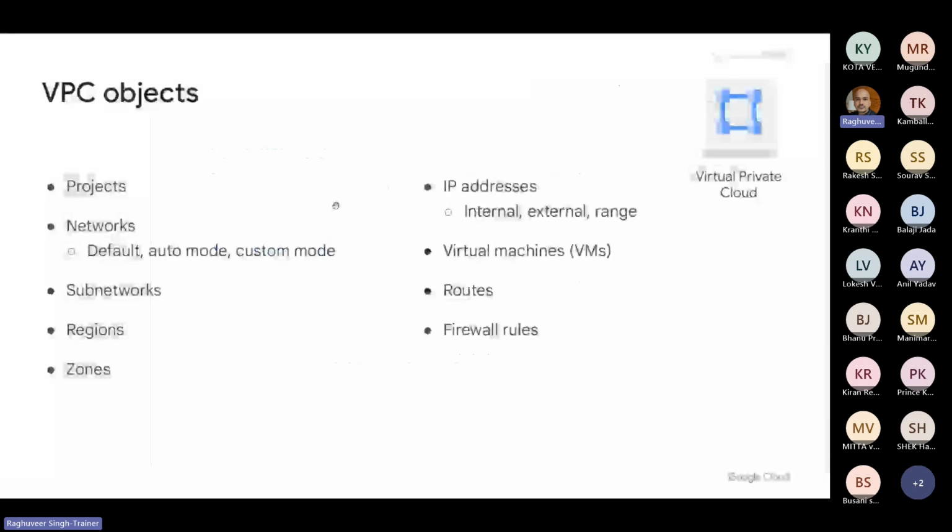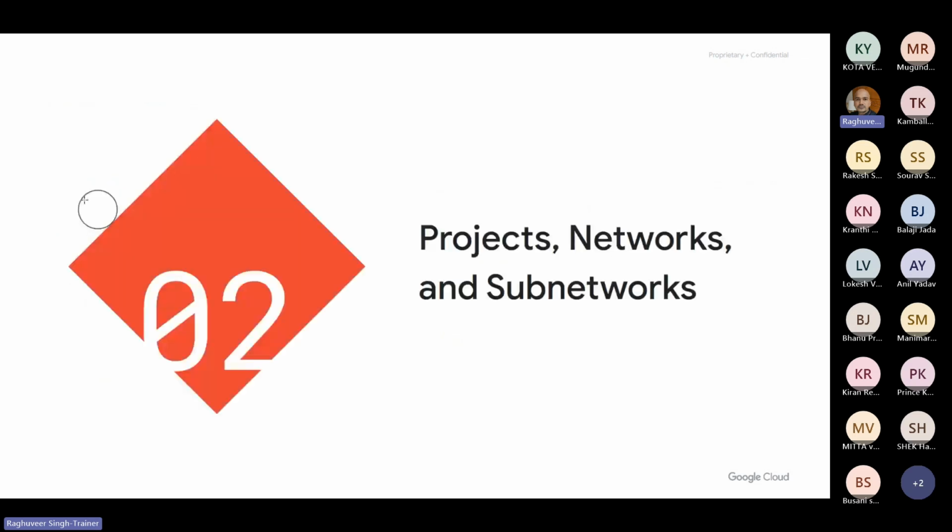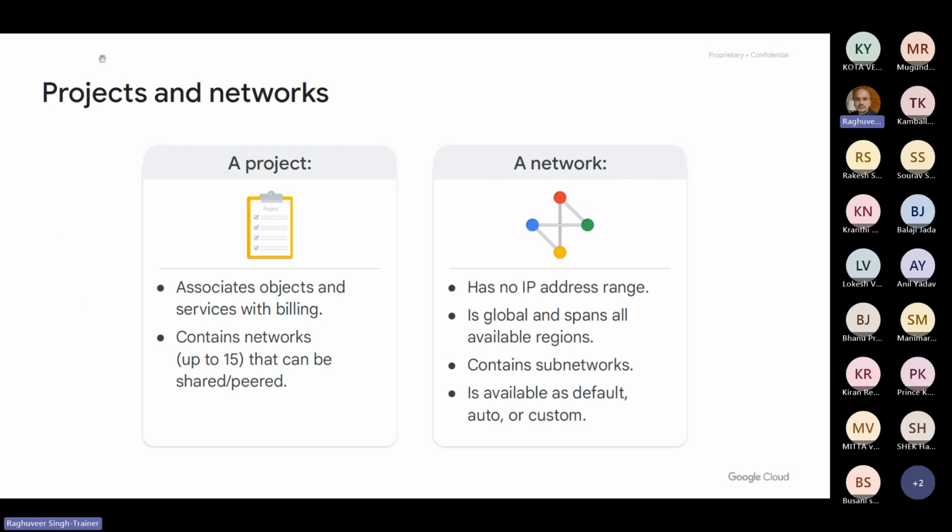So what are my VPC components? These are my VPC components or VPC objects. We have project, network and subnetworks, let's understand. So project, you already know, is a container, and project associates objects and services with billing. So you provision a resource or a service in a project. Project has a billing account so that the billing can be done for that service.